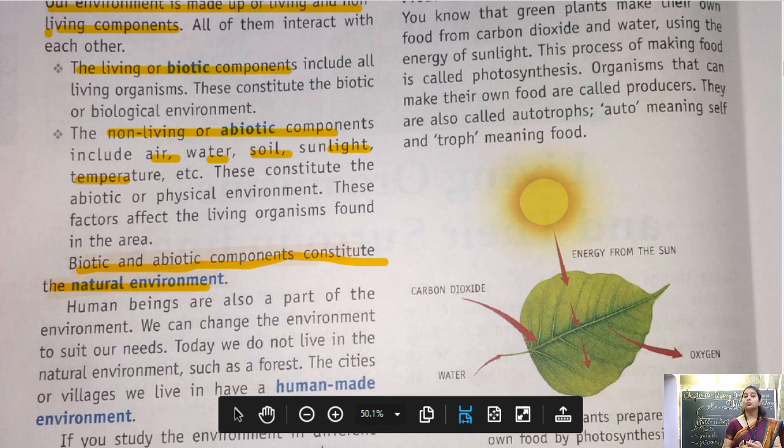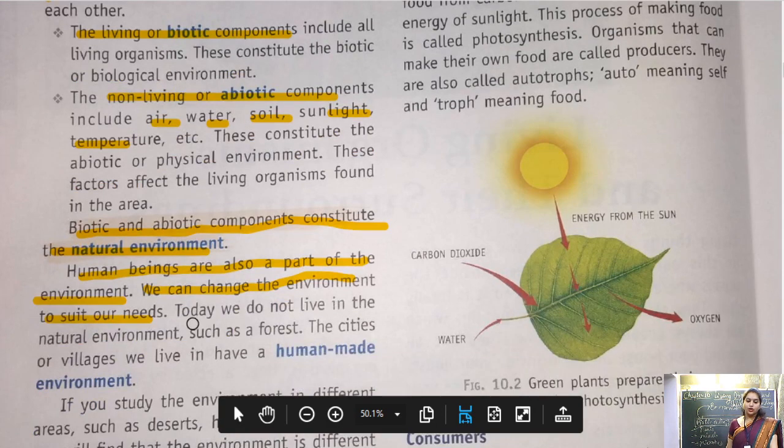Now, what is human-made environment? The forest is a human-made environment. The places where we live is a human-made environment. Okay, villages, houses, everything is human-made. So let's see. Human beings are also a part of the environment. We can change the environment to suit our needs. हम अपने according environment को change कर सकते हैं.